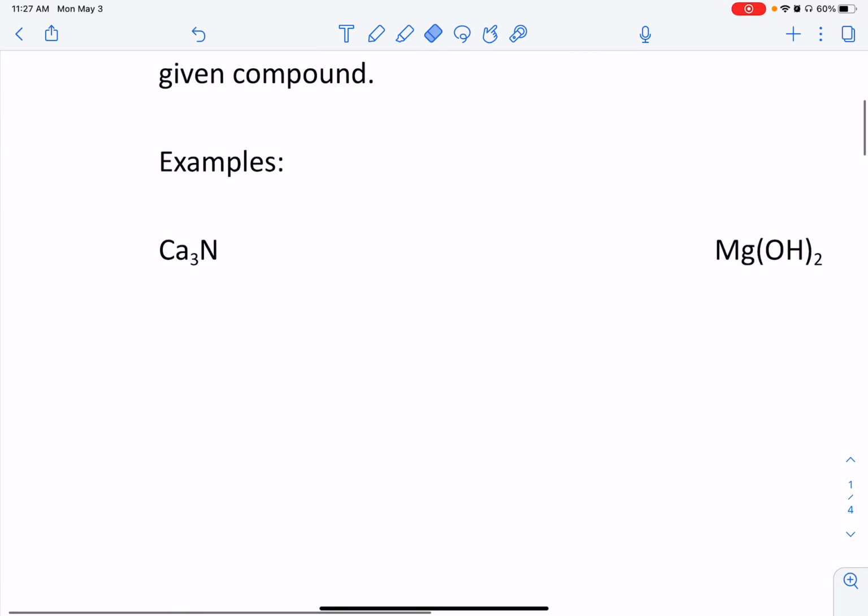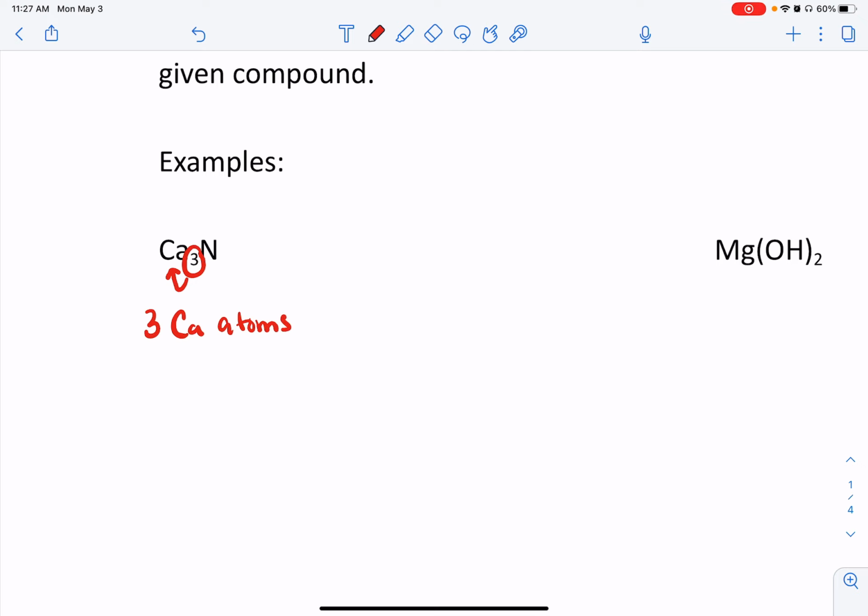Let's say we have Ca3N. These little numbers down here, we call them subscripts. They tell us the number of each atom, okay? So this says that there are 3 Ca atoms, okay?